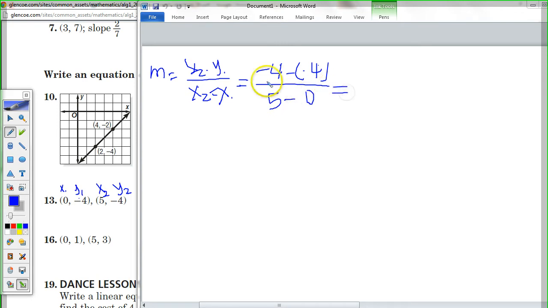Now if you notice here, negative 4 minus negative 4, that's going to be negative 4 plus 4, which is actually 0. 5 minus 0 is 5. Remember, when there's a 0 over 5, or 0 over any number for that matter, your slope is going to be 0. Okay? So what does that mean? If the slope is 0, well, on this graph, the points are 0, negative 4, and 5, negative 4.